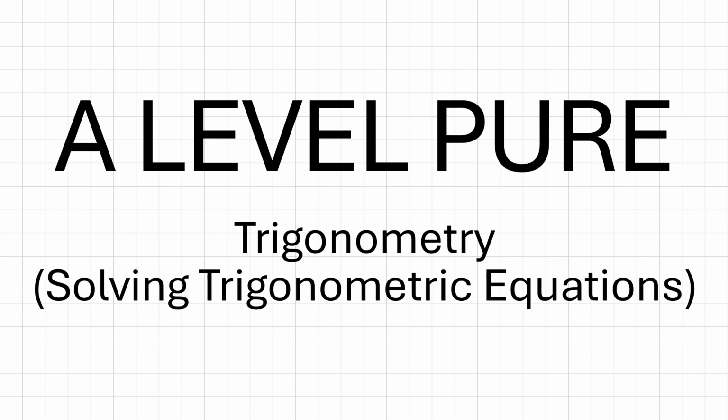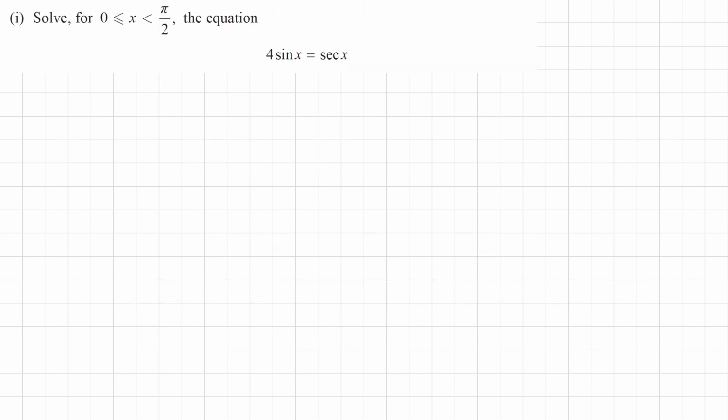This is an A-level pure question, a trigonometry pure question on solving trigonometric equations. Part 1. Solve for x greater than or equal to 0 and x less than pi over 2 the equation 4 sine x is equal to sec x.